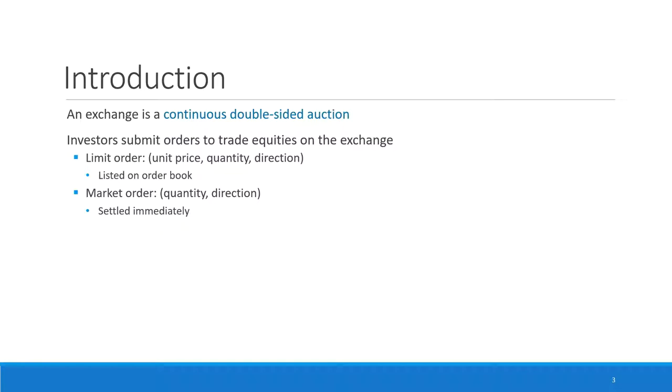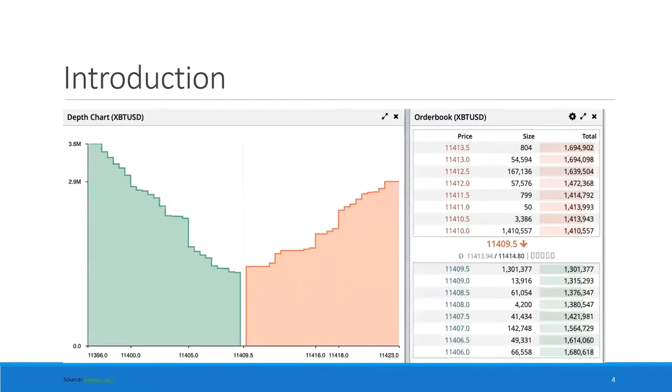So market orders are settled immediately with the top opposite order. So if it's a buy market order, then it will be settled and matched with the highest sell order on the order book.